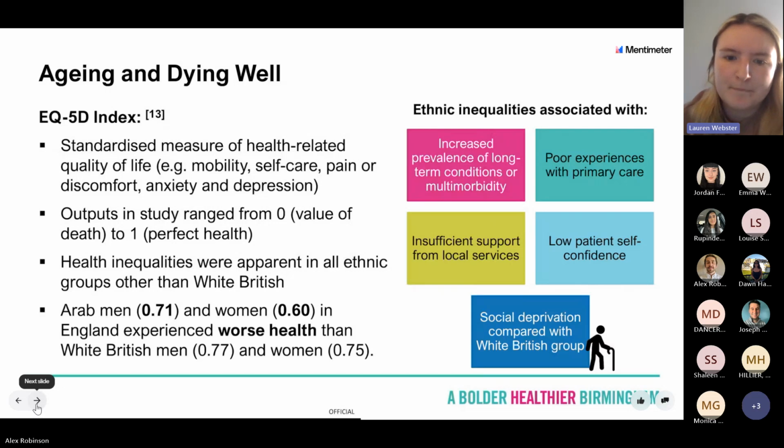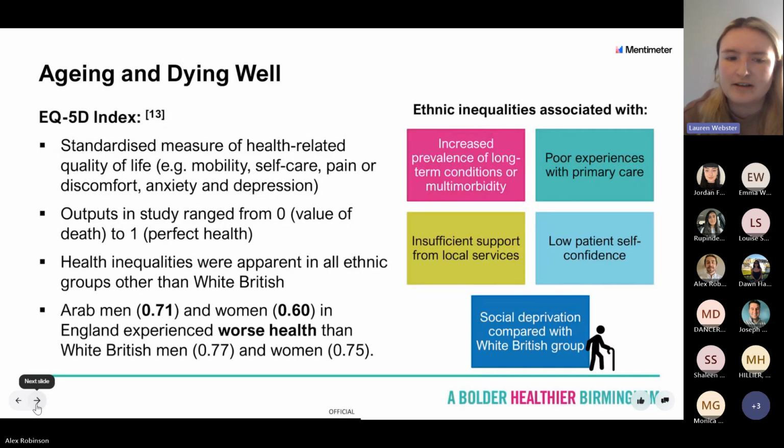And ageing and dying well. So the EQ5D index is a standardized measure of health-related quality of life. So this includes mobility, self-care, pain or discomfort, anxiety and depression. Outputs in the study range from 0, so value of death, to 1, which is perfect health. Health inequalities are apparent in all ethnic groups other than white British, with Arab men having a score of 0.71 and women 0.6. In England, they experienced worse health than white British men, which was 0.77, and women 0.75.